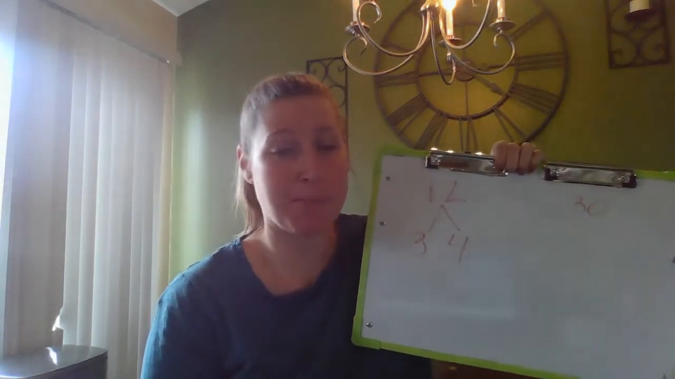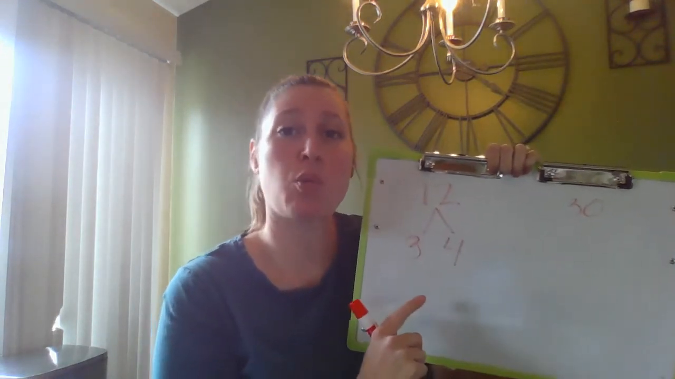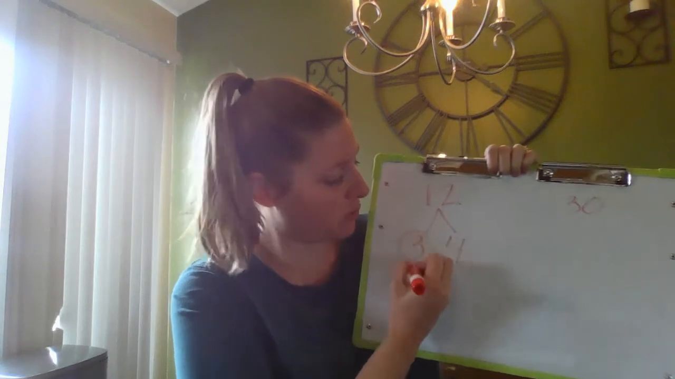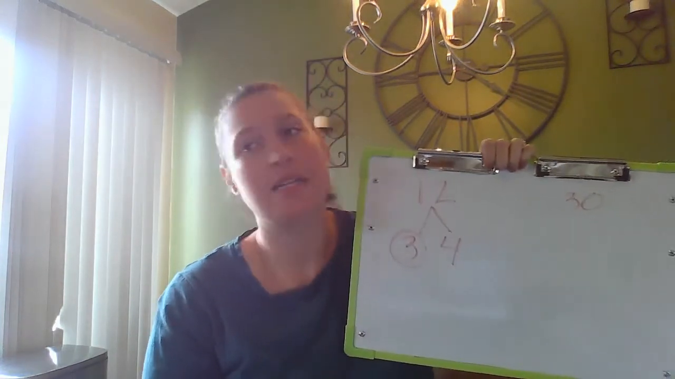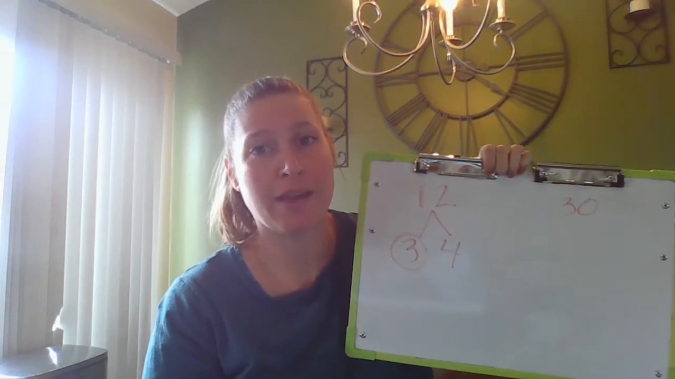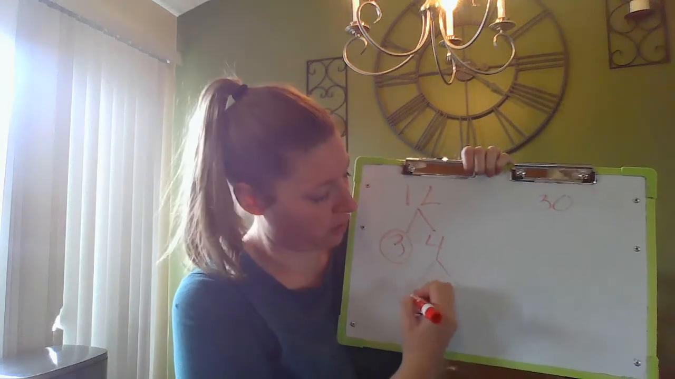Yes, 3 is prime because the only numbers I can multiply together that are whole numbers to get to 3 are 1 and 3. So that's prime. So I'm going to circle that because that's going to be needed later. 4 is composite because I am going to be multiplying 2 times 2 to get it. So I'm going to do branches off.